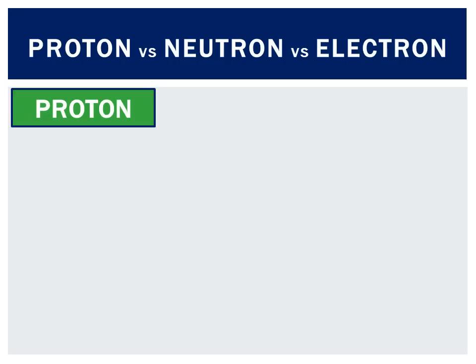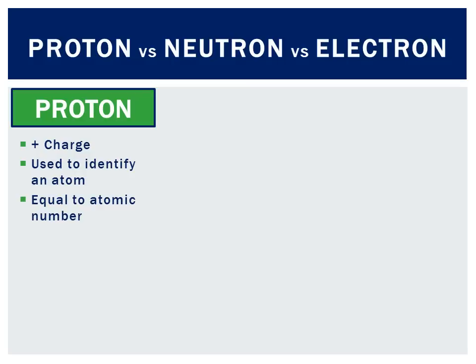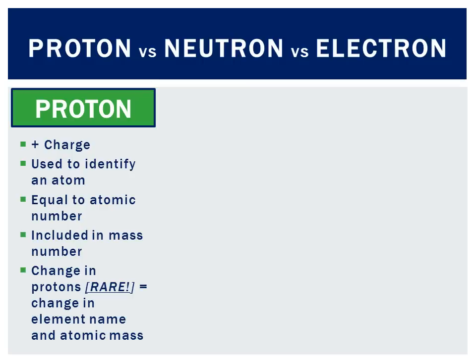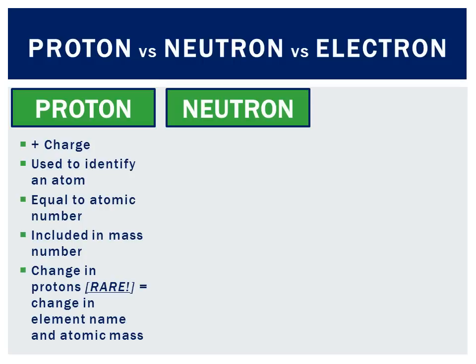So the proton first. The proton has a positive charge like we talked about. It's used to identify the atom. So the number of protons is always the same for a specific element, and it thus is then equal to the atomic number. It's included in the calculation of the mass number. The change in protons is rare, but when it happens, it results in a total element change. The identity of the element is directly a result of the number of protons it has.